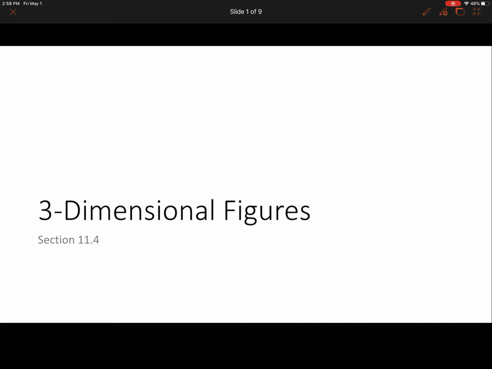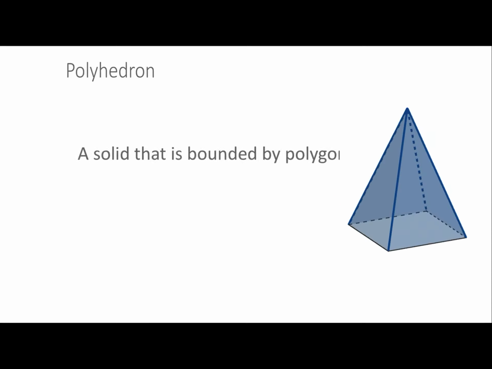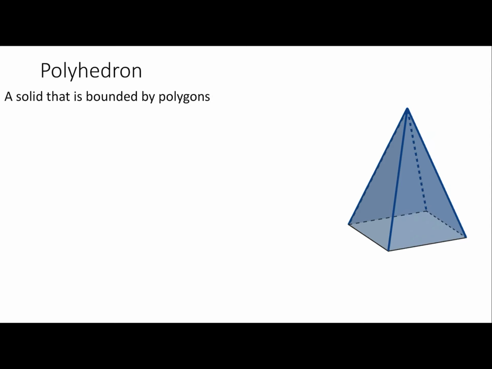Let's talk about some three-dimensional figures. So first of all, we need to define what a polyhedron is. A polyhedron is a solid that is bounded by polygons. So polygons, we know those have many sides, and that's where polyhedron gets its name.